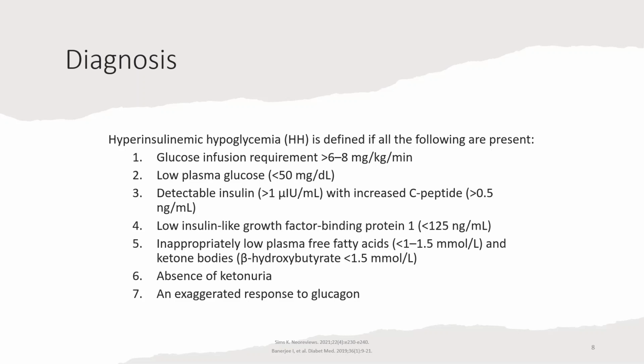of course, low plasma glucose, the presence of any detectable insulin or C-peptide confirms the diagnosis of HI, but I want to emphasize that undetectable insulin or C-peptide do not exclude the diagnosis. These patients would also have low insulin-like growth factor binding protein, would have inappropriately low plasma free fatty acids and ketone bodies, if ketonuria is absent, or if they have an exaggerated response to glucagon.